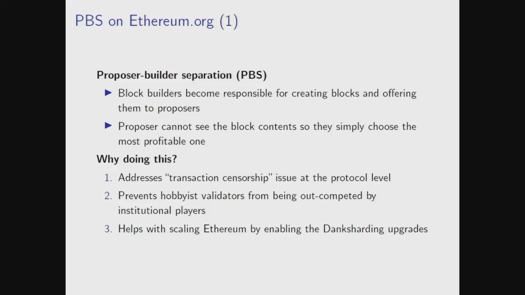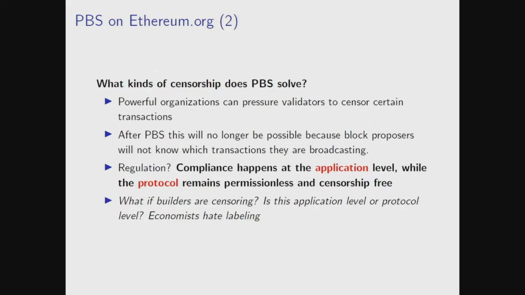Proposers cannot see the block contents, so they simply choose the most profitable. And this is why they're doing this. This is what Ethereum was saying: first, address the transaction censorship issue because they can't see it. The second is to prevent hobbyist validators from being outcompeted by institutions, to basically level the playing field. Everybody can become a validator. So that maintains the decentralization. And then the last one is not important.